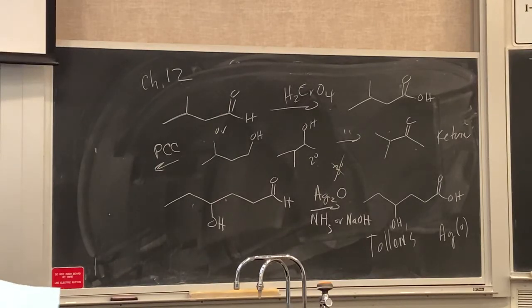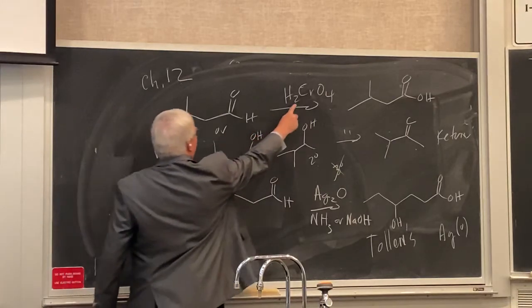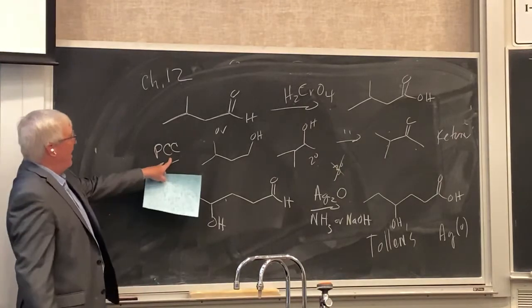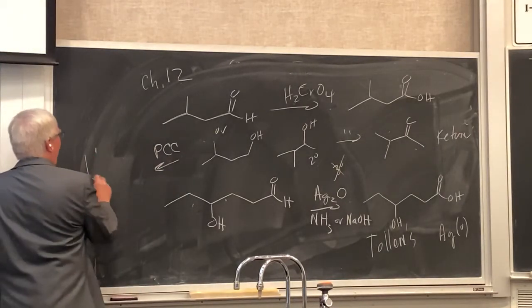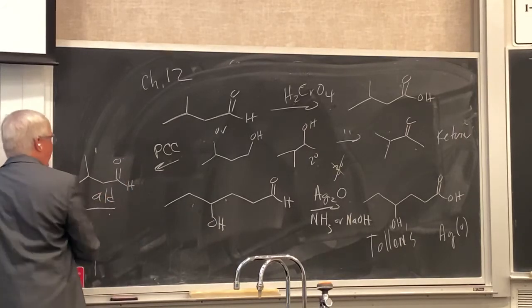PCC stands for Pyridinium Chlorochromate. This one does not have hydroxyls on the chromium, and the chromic acid has water. This can be done anhydrous here, and it will stop at the aldehyde, okay? And that's a very useful transformation.